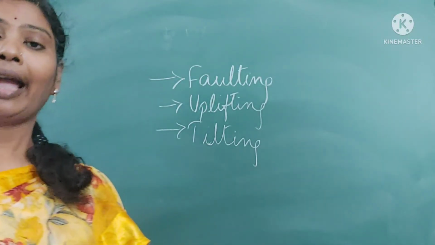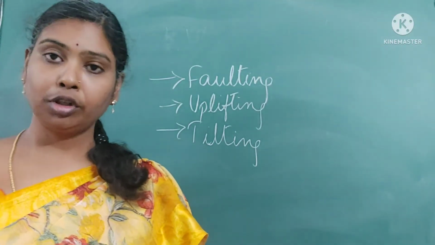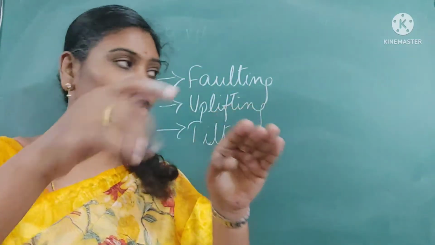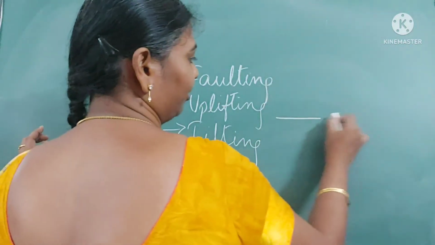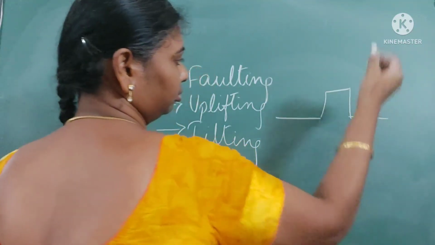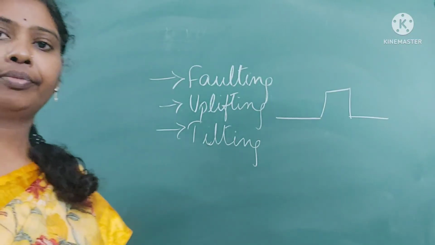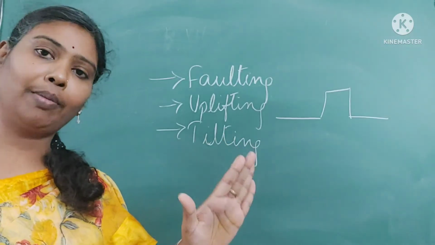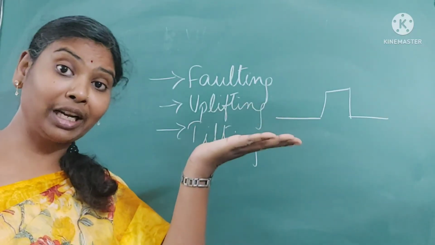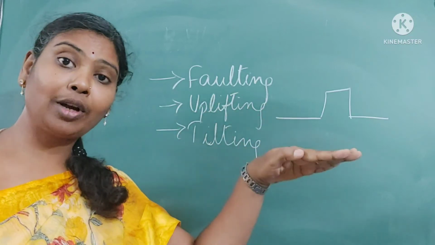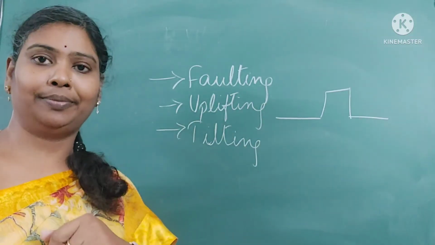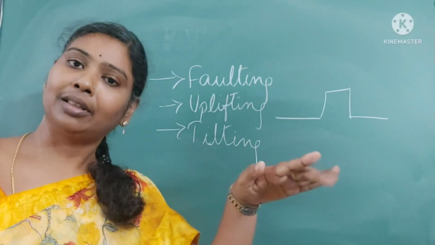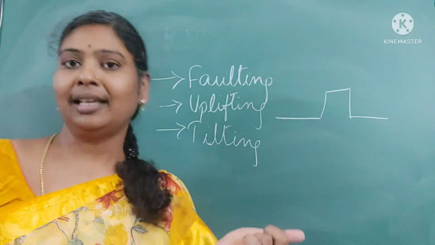Faulting, uplifting and tilting. And most of the block mountains will have flat tops. Just like plateaus. Plateaus are very similar to block mountains. Why? Because plateaus are also raised forms and are also having flat tops, abruptly raised. The main characteristics of a plateau are the same.